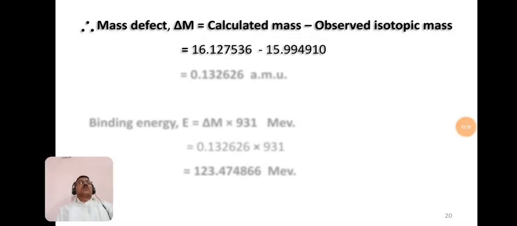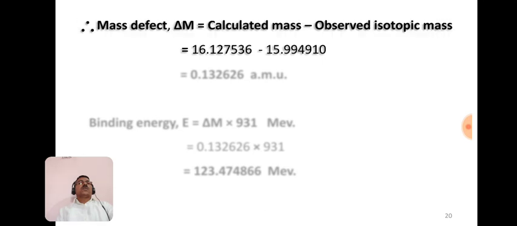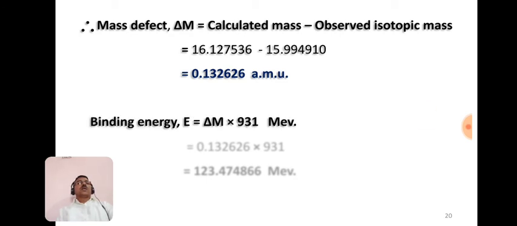So it is equal to 16.127536, the calculated mass, minus the observed isotopic mass, 15.994910, and it is equal to 0.132626 atomic mass unit. So this is the mass defect. Now we have to calculate binding energy, and it can be calculated using this formula.